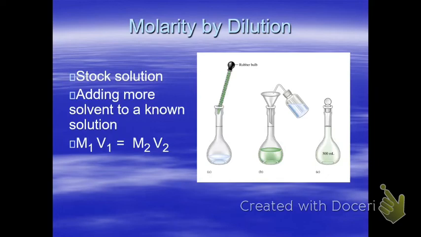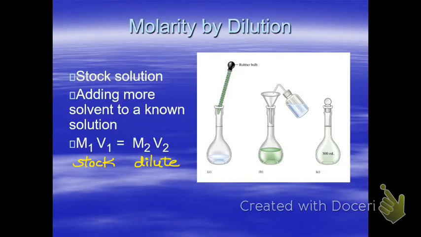M1V1 equals M2V2. M stands for molarity. V stands for volume. I want you to think of one side as being for the stock solution, the solution that is way too concentrated, and the other side as being for your diluted solution.